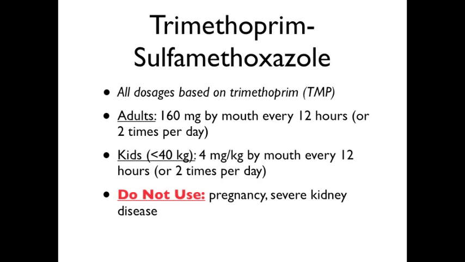The trimethoprim sulfamethoxazole, or Bactrim, tablets typically come in what's called a DS strength, or double strength. All the doses here are based off of the trimethoprim. So you take 160 milligrams by mouth every 12 hours. For kids, if they're less than 40 kilograms, you calculate it at 4 milligrams per kilogram every 12 hours. If they're over 40 kilograms, then you just give them the adult dose.